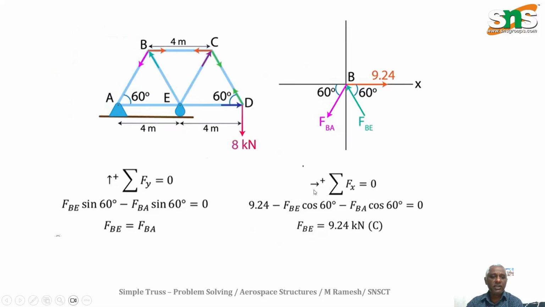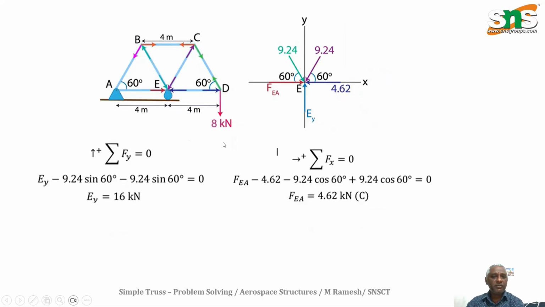Then we can move on to another joint, B. Here three members are directly associated, but FBC is already found. So these two unknown values are there, that is FBA and FBE. Using the static equilibrium equations, we can get the two member forces directly. FBE is equal to FBA, both 9.24 kilonewton with negative value, so both are compressive forces.